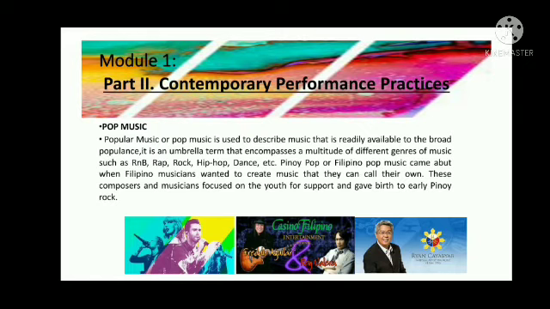Pinoy pop or Filipino pop music came about when Filipino musicians wanted to create music that they can call their own. These composers and musicians focused on the youth for support and gave birth to early Pinoy rock.